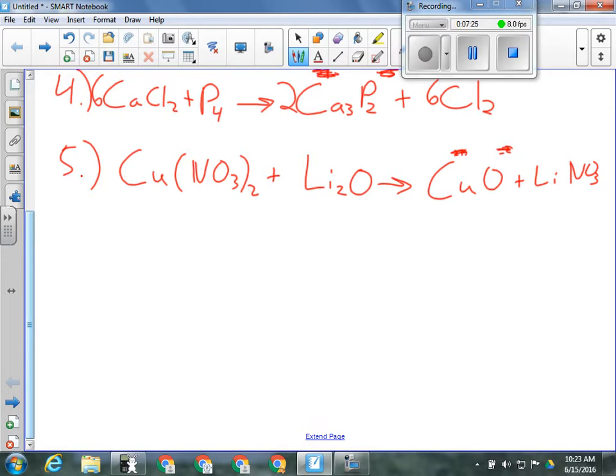Now I need to balance the reaction. I've got 2 nitrates over here, and I've only got 1 over here. So I'm going to put a 2 there. That gives me 2 lithiums, and there are 2 lithiums over here, so that's looking good. 1 oxygen, 1 copper, 1 copper. Looks like we're done. Okay, is that ringing a bell for everybody? All right, so now we've covered balancing reactions, predicting reactions, and reaction types.